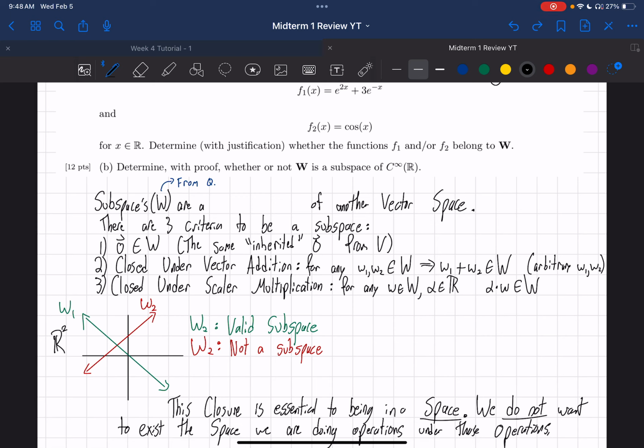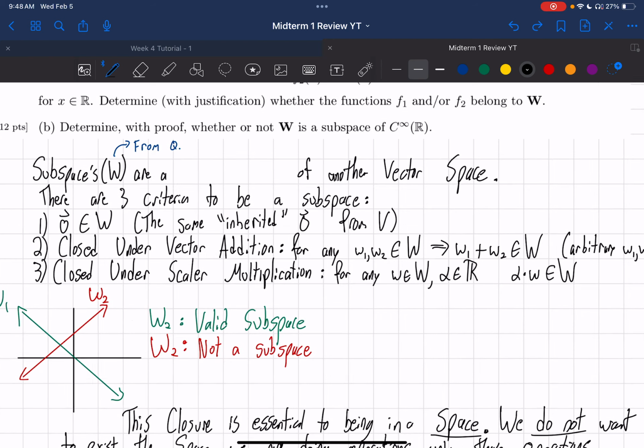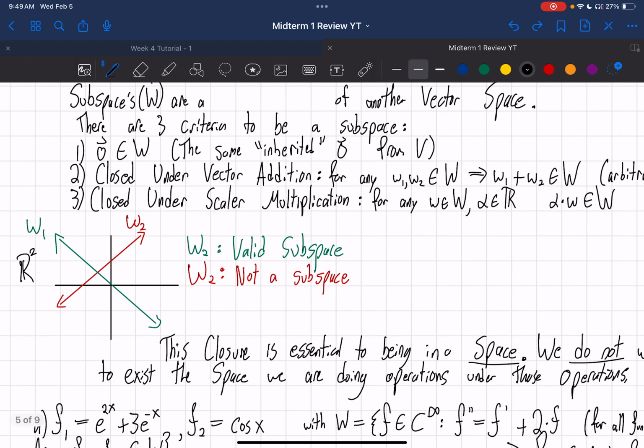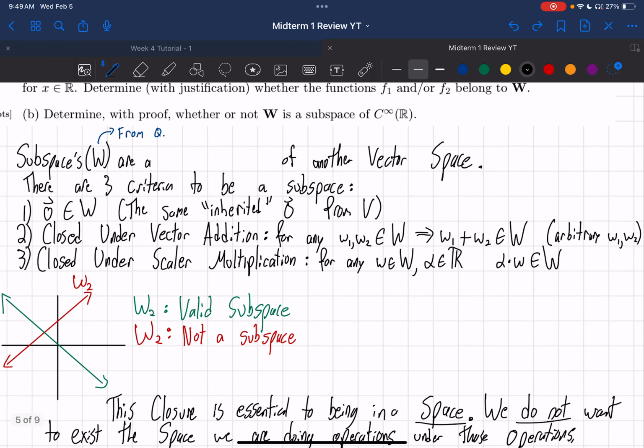We want to say concretely, all of our operations, all of our math, is taking place in this vector space W. And similarly, we want to be closed under scalar multiplication. So for any vector in our space and any real number, we should be able to multiply these two and end up with another vector in our space.